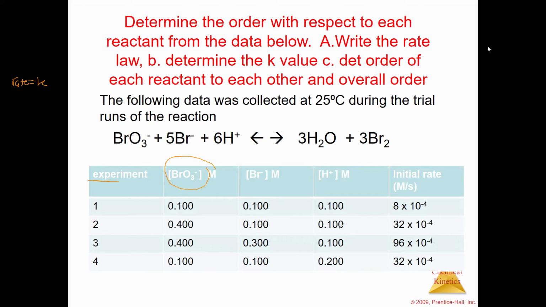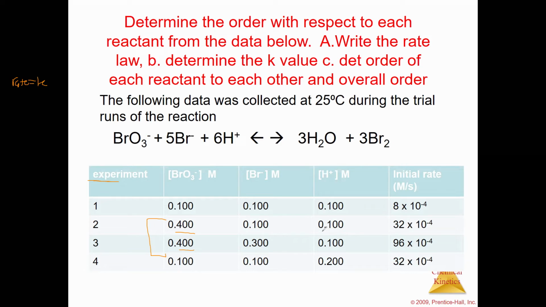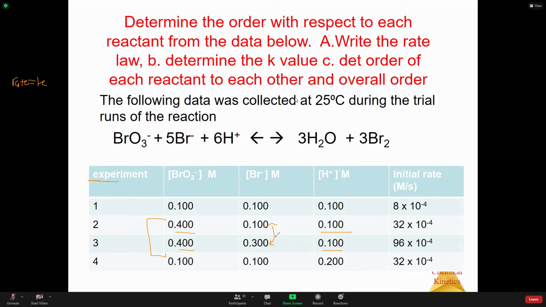Yeah, Mariella? I think 2 and 3. That would be a good one for Br. So this 2 and 3 are great because these ones are the same, right? They didn't change the concentration of BrO3. We didn't change the concentration of H. We only changed the concentration of Br. So that's a good one to look at for just Br.